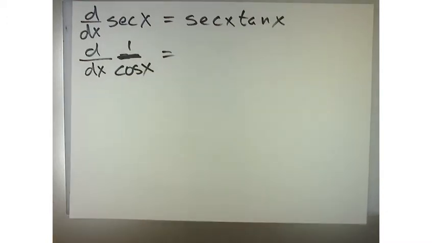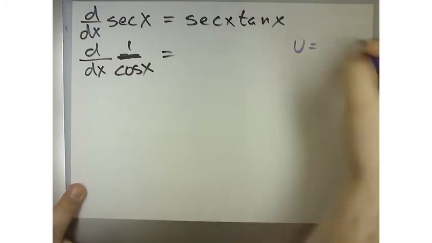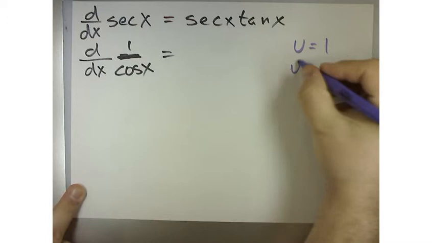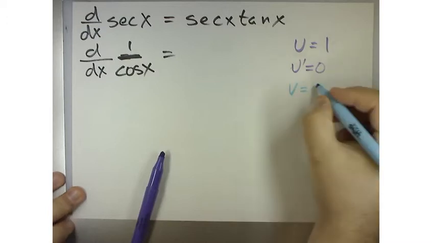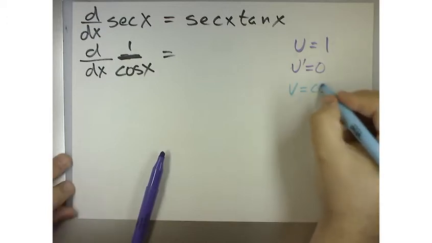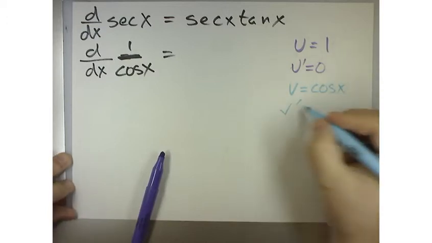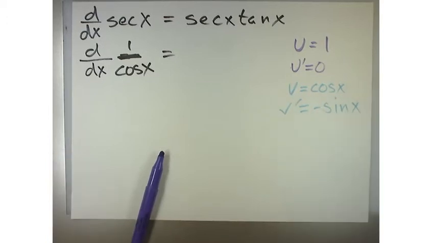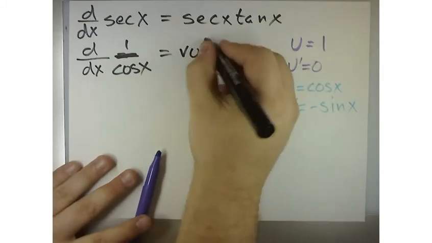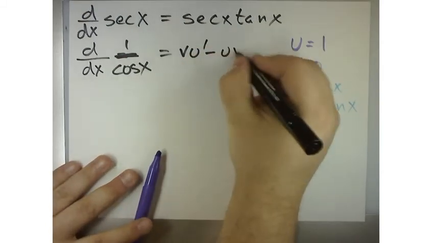Still the quotient rule. I'm going to let u equal 1. So what would u prime be? 0. I'm going to let v equal cosine. V prime is negative sine. Good. Who remembers what the formula is so I can write it down? V of u prime minus u of v prime over v squared. Plus is the product rule, so it's minus.